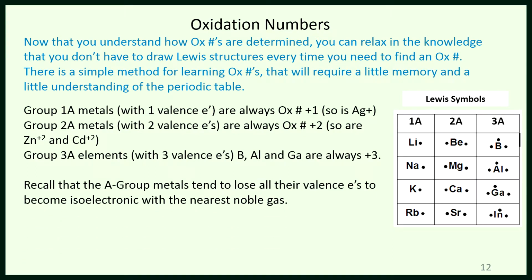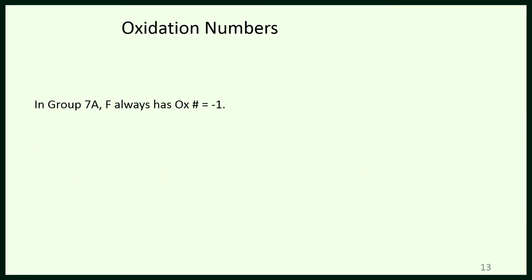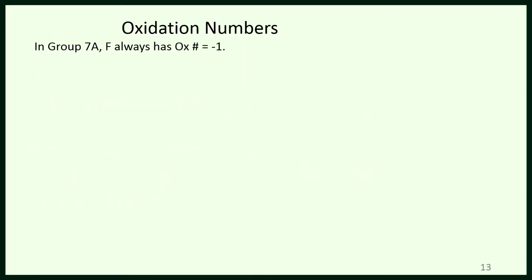Do you remember that the group 1A metals, the A group metals, tend to lose all their valence electrons to become isoelectronic with the nearest noble gas? So if you know the group number of an A group metal, you usually know its oxidation number. Let's continue. In group 7A, fluorine always has an oxidation number of -1. This is because it's the most electronegative element on the periodic table. It will always be assigned any electron that it shares.